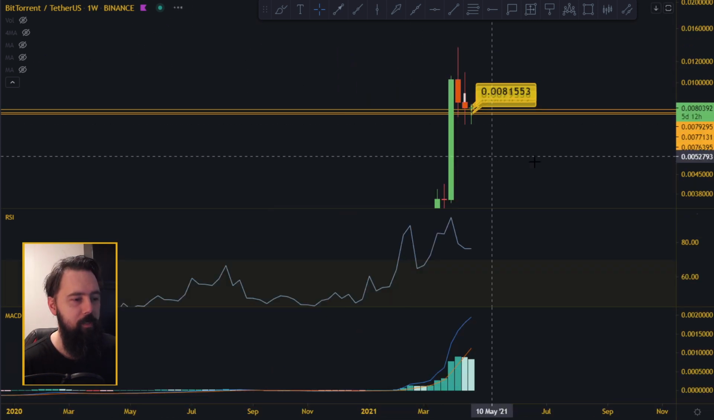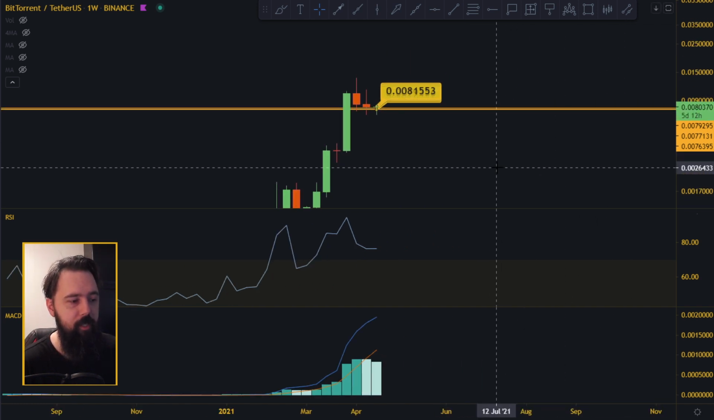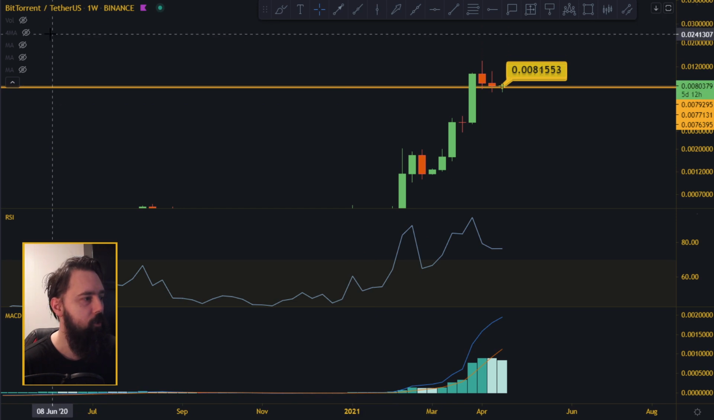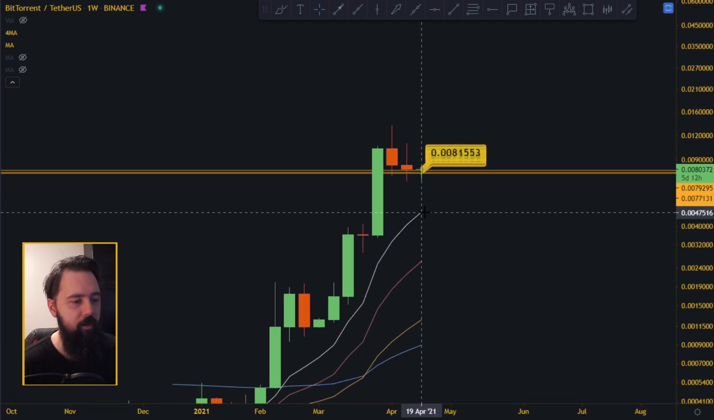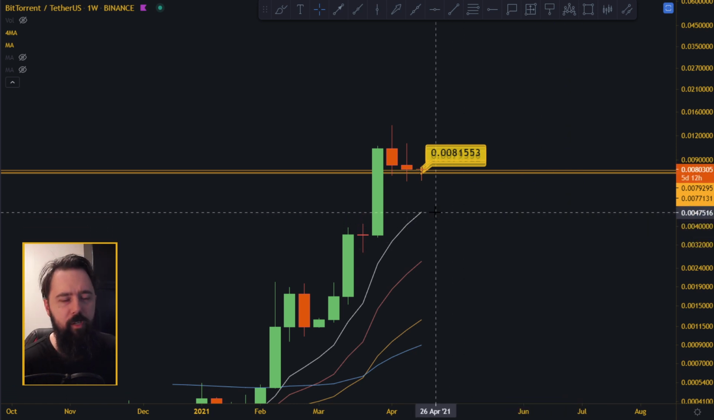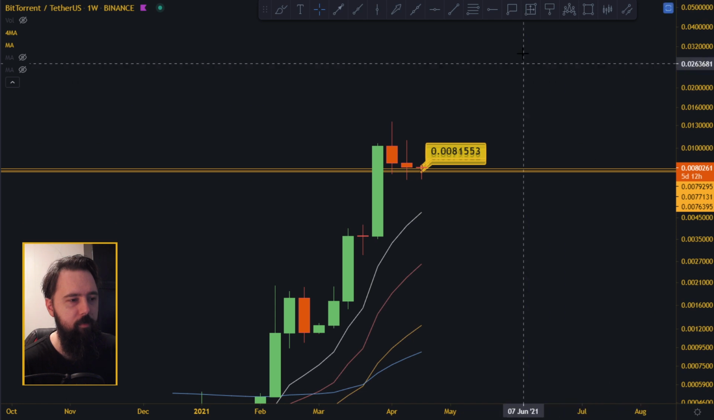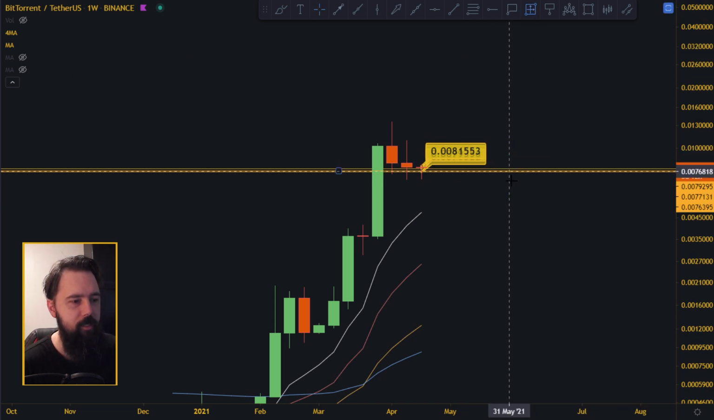The only problem that Bittorrent has is on the weekly chart, and the moving averages. On the moving averages, it's extended, way extended from the 10 moving average. The 10 moving average is sitting at 47, while the price is all the way up at 80. So it's almost like 40-50% away from the price. How much is that? Yeah, 60-70% from the price.